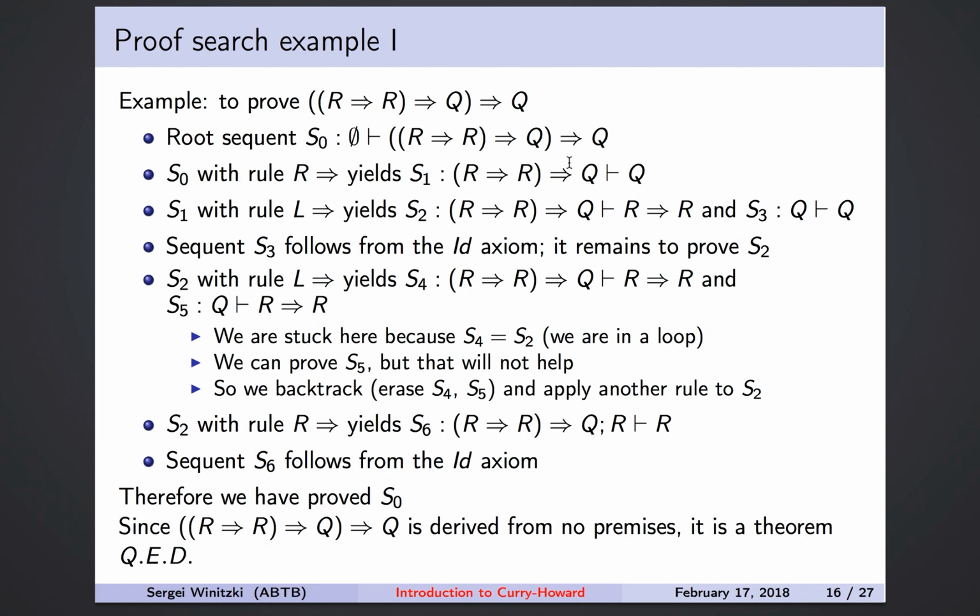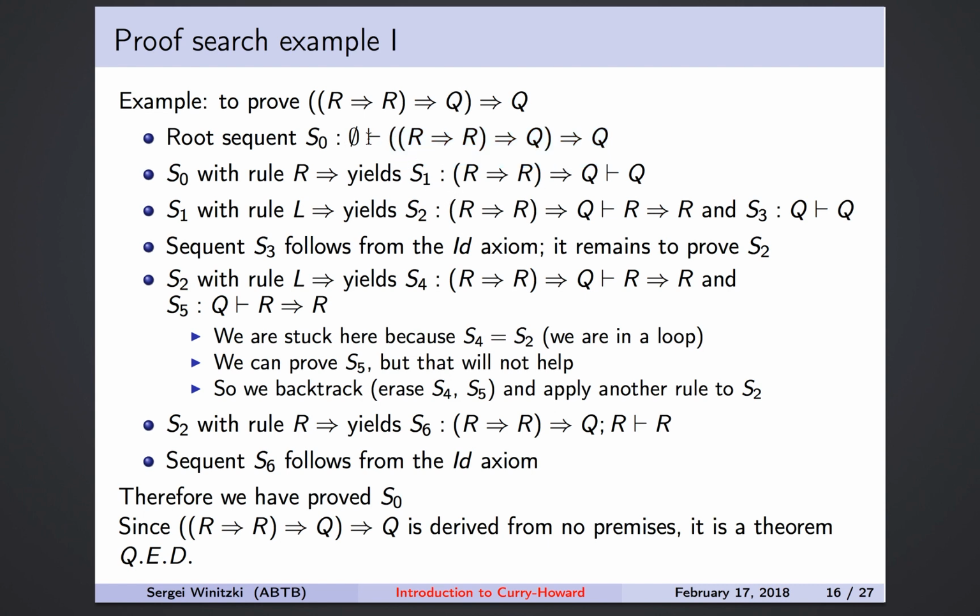Let us look at an example. Suppose we want to prove this formula, this theorem. So first step, we need to write a sequent, and this needs to be proved from no premises. So we write a sequent S0, which has an empty set of premises, and this as a goal.